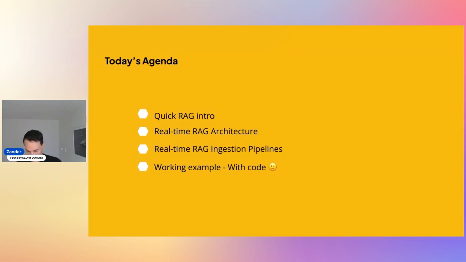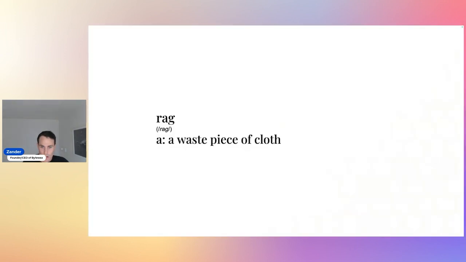We're going to talk about how stream processing fits into RAG. So we'll do a quick intro to RAG. We'll go into a real life example of a real-time RAG architecture and talk about the components there. And then we'll dive into the ingestion pipeline, which is where you might encounter stream processing in your work. And then I'll leave you with a working example. It's actually a full workshop that we ran a couple of weeks ago, we being Bytewax, and the code that goes with that.